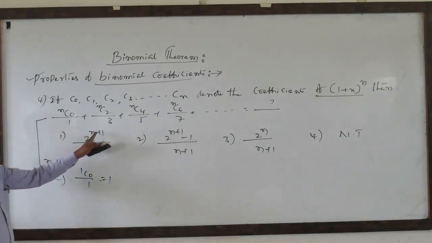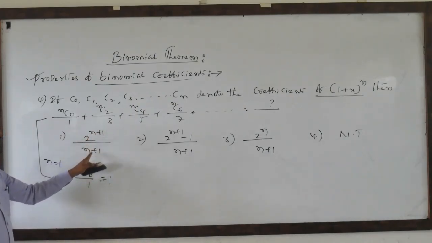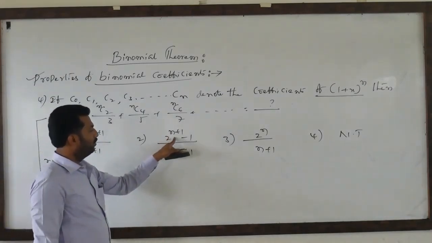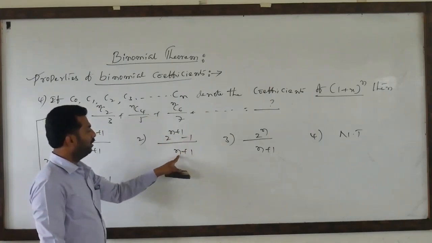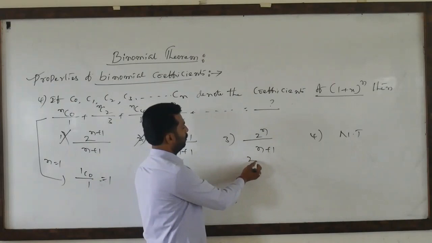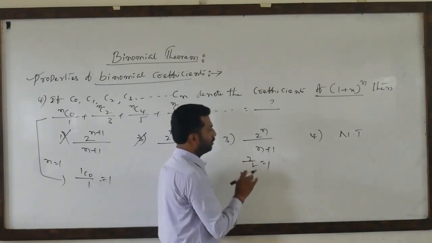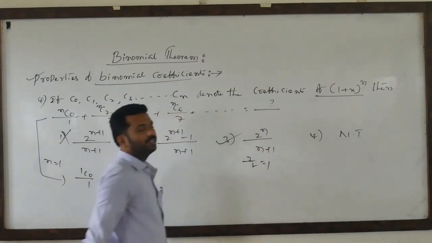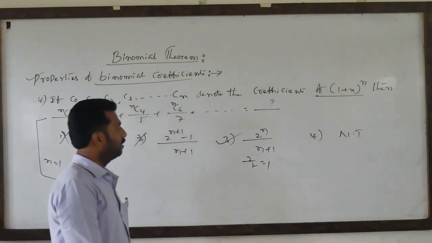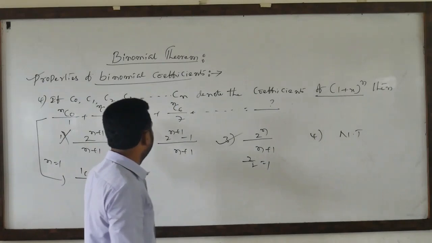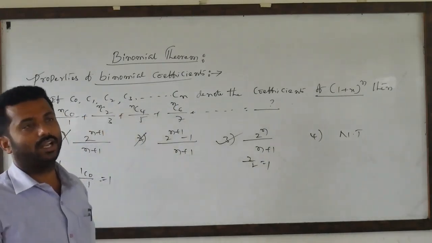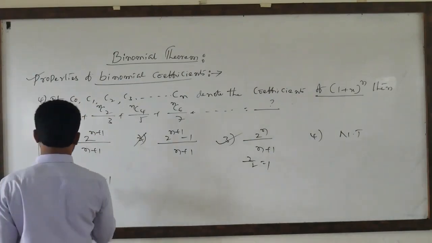n equal to 1 means this is 4 by 2, which is 2. This is a wrong option. n equal to 1 means this is 4 minus 1, 3 by 2. This is also a wrong option. n equal to 1 means this is 2 by 2, which is 1. This may be it. So that is the answer. So with n equal to 1 itself we got the answer. Whatever basic questions of this type there are, by substituting n equal to 1, 2, 3 like that we have to go through.